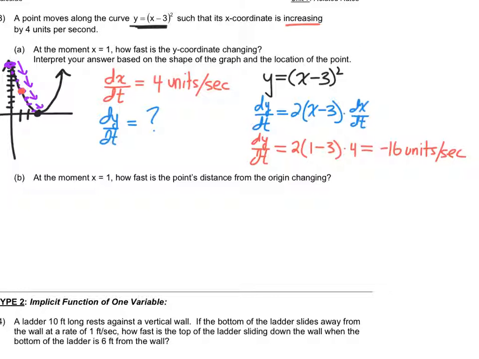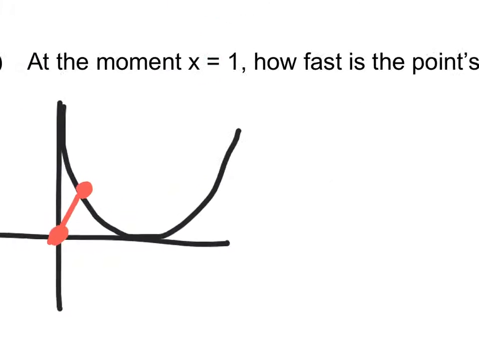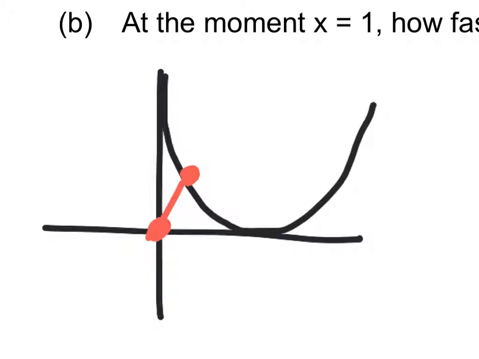So for B, at the moment x equals 1, how fast is the point's distance away from the origin changing? That could be a little bit more interesting. So I'll just do a rough sketch. I'm talking about this distance. All right. Now, any distance in space is Pythagorean in nature. So let me just bring that bad boy in.